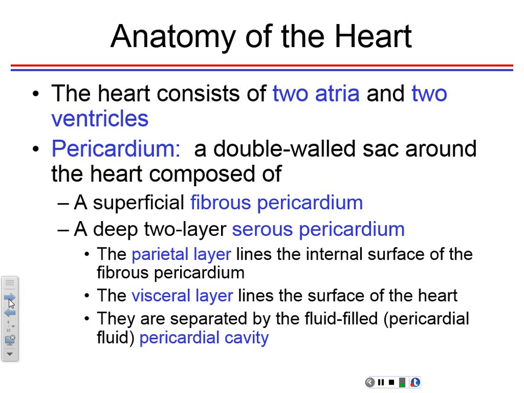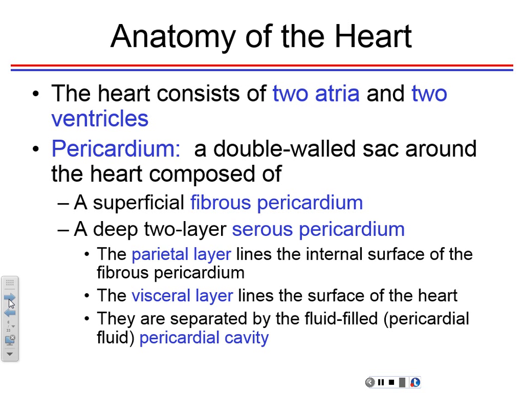Then you've got two serous membranes. The serous membranes do the job we talked about last time in AMP1. There's the visceral one, which is in close contact with the heart, which is also sometimes called the epicardium. And then there's the parietal pericardium, which is the second one.